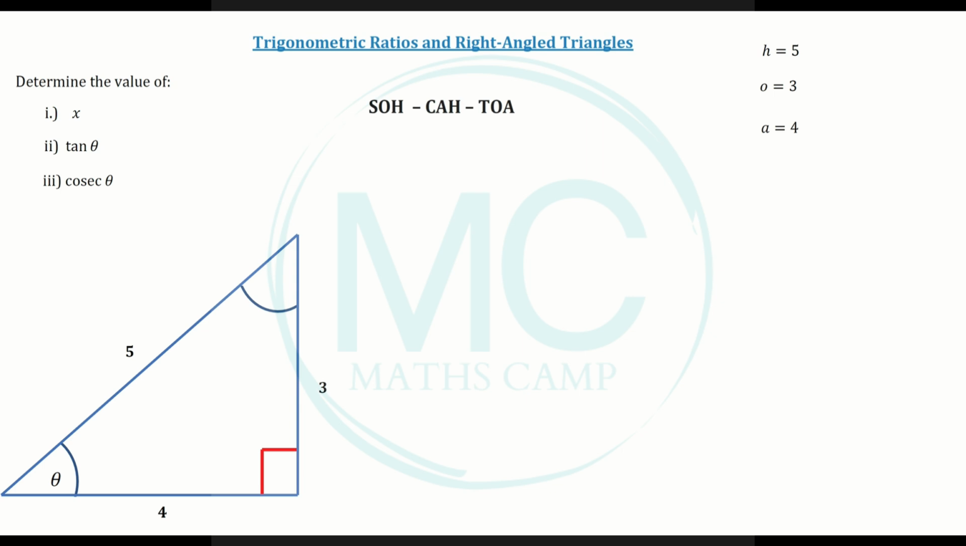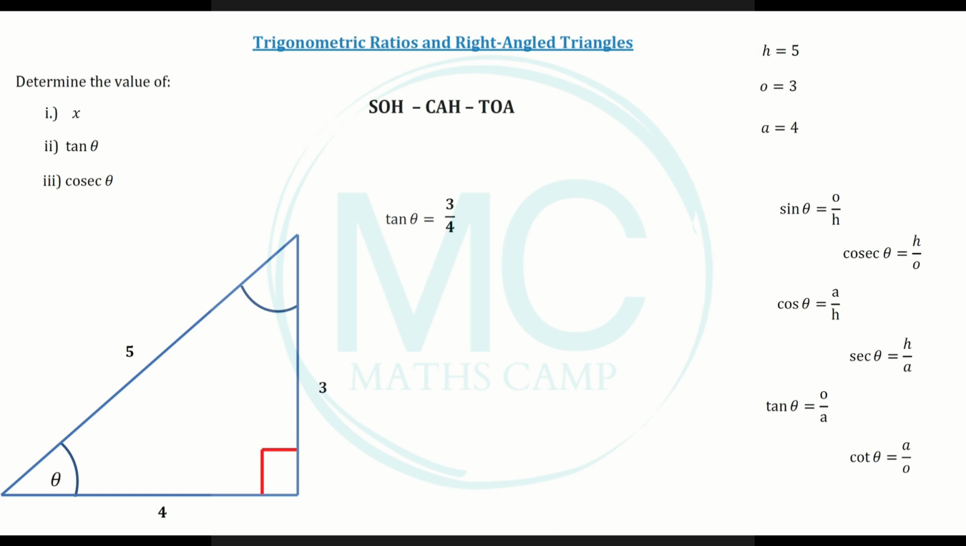Now we can use SOHCAHTOA to write down our ratios for sine, cos, and tan. Let's also make a note of our reciprocal ratios. Now we have the values for the hypotenuse, the opposite, and the adjacent sides, as well as our trigonometric ratios. So now we can find the value of tan theta. Tan theta is equal to opposite over the adjacent side. So in this case, tan theta is equal to the opposite side, which is 3, over the adjacent side, which is 4.